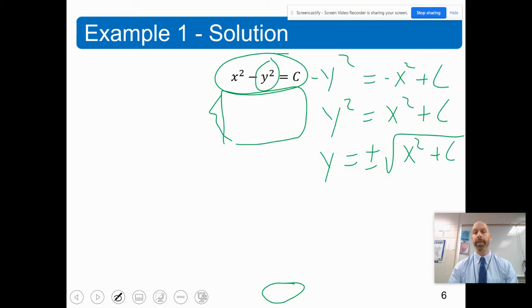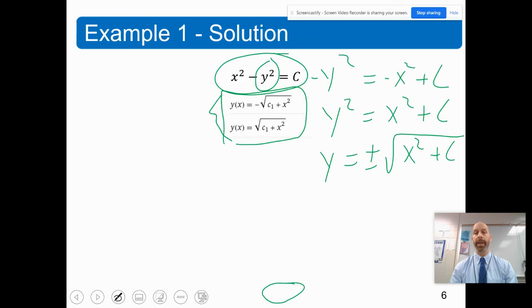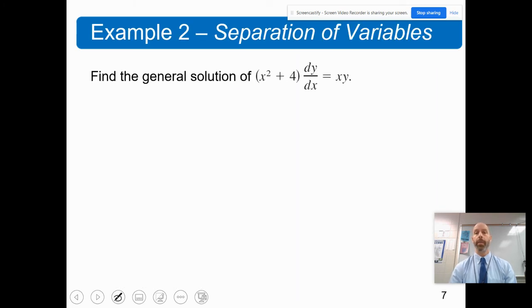Again, the bulk of this problem I did on this slide here. I just wanted to connect this back to what we did in section 5.1. Let's look at a little bit more complicated example. This one I'm not going to write out by hand. I've already got it typed in here. It says find the general solution of x squared plus 4 times dy/dx equals xy.